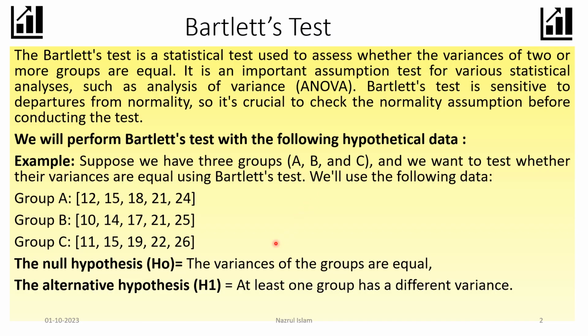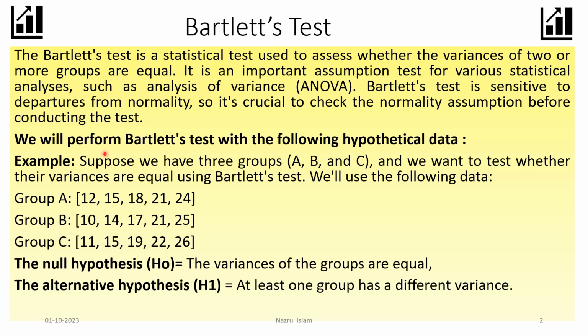The Bartlett test is a statistical test used to assess whether the variances of two or more groups are equal. It is an important assumption test for various statistical analyses, such as analysis of variance, that is ANOVA. Bartlett test is sensitive to departures from normality, so it is crucial to check the normality assumption before conducting the test.